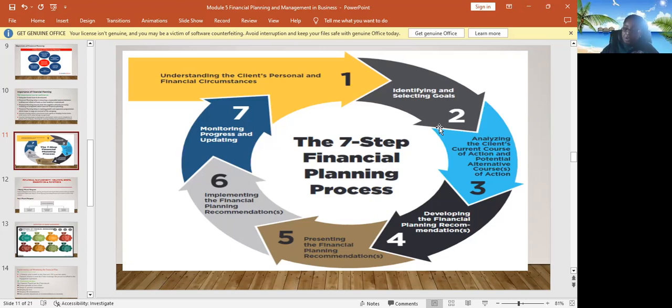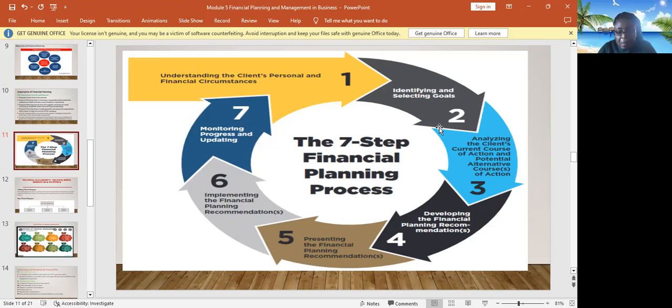If you need more value added, you add the value. If there are certain things you need to reduce in your product, you do that, just to make sure that you satisfied your client. Then developing the financial planning recommendation. You must develop that, what is expected.